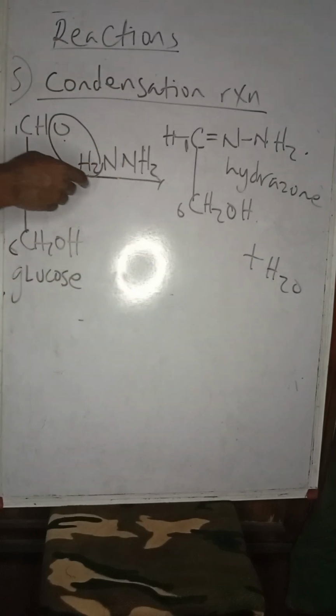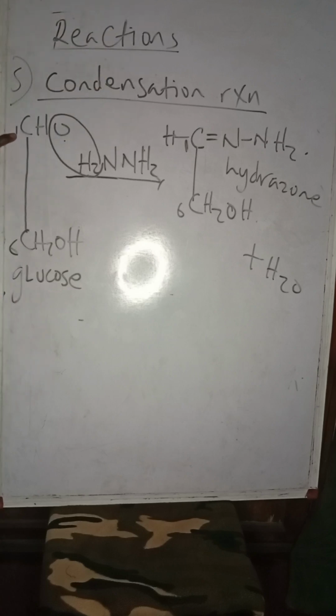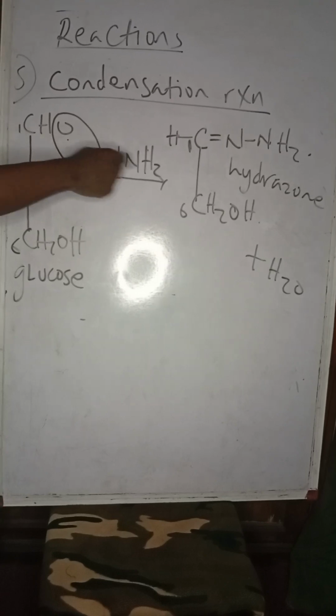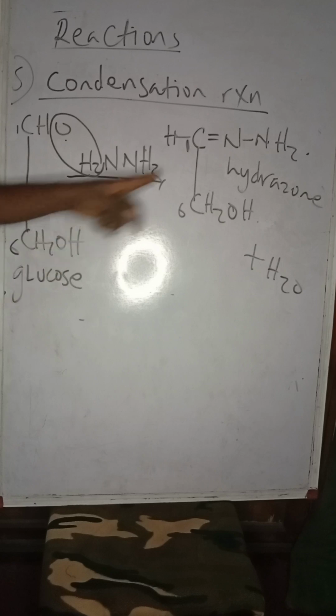I'm showing you the mechanism. Which group is affected by this condensation reaction? It is the alkanal or the alkanone group. The carbonyl here is affected by this condensation. The O leaves here and the H2 leaves from the ammonia derivative, then you join the two groups after. So this is glucose and the formation of glucose hydrazone.